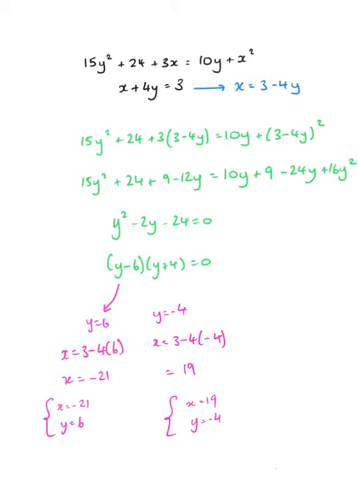So if we have simultaneous equations with one quadratic and one linear, it's always a case of substituting in. Rearrange one of the equations to make it say x equals or y equals, substitute it into the other one, solve the quadratic, and then use that answer to find the remaining unknown.